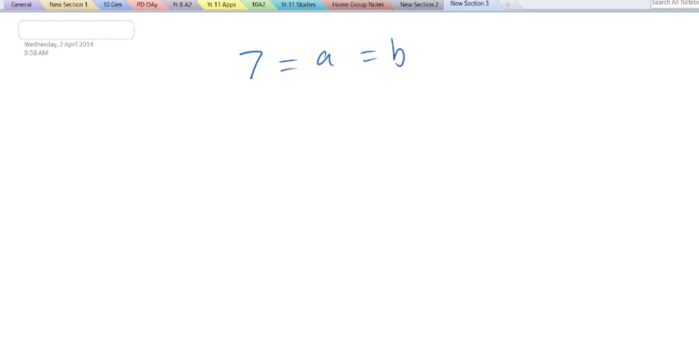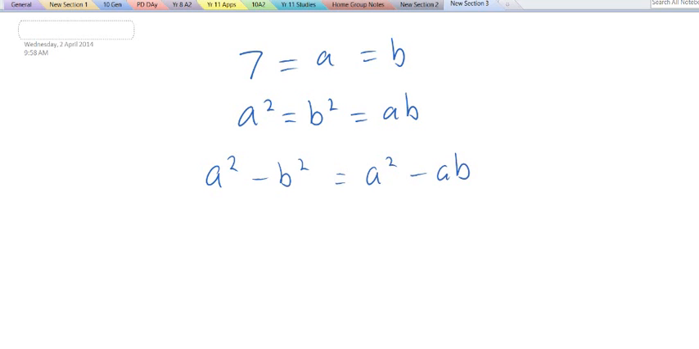Would you be happy with a squared is equal to b squared? Yeah. If they're both equal to 7, they're both 49. And then would you be happy that that is equal to a times b? Yeah, because a and b are both 7. If we're all happy with that, could we say that a squared take b squared is equal to a squared take ab, because b squared is equal to ab? You can feel there's a trick coming on, but no one's quite sure where yet.